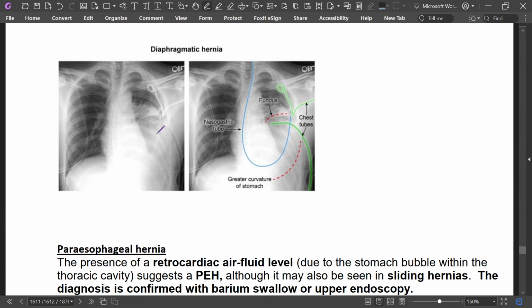This is the congenital diaphragmatic hernia. This is the chest tube. This is also a chest tube. Here there is the fundus. This is the NG tube. So NG tube, chest tube. Also this is a chest tube. This here is the greater curvature of the stomach. So there is herniation of the gastric contents into the thorax.